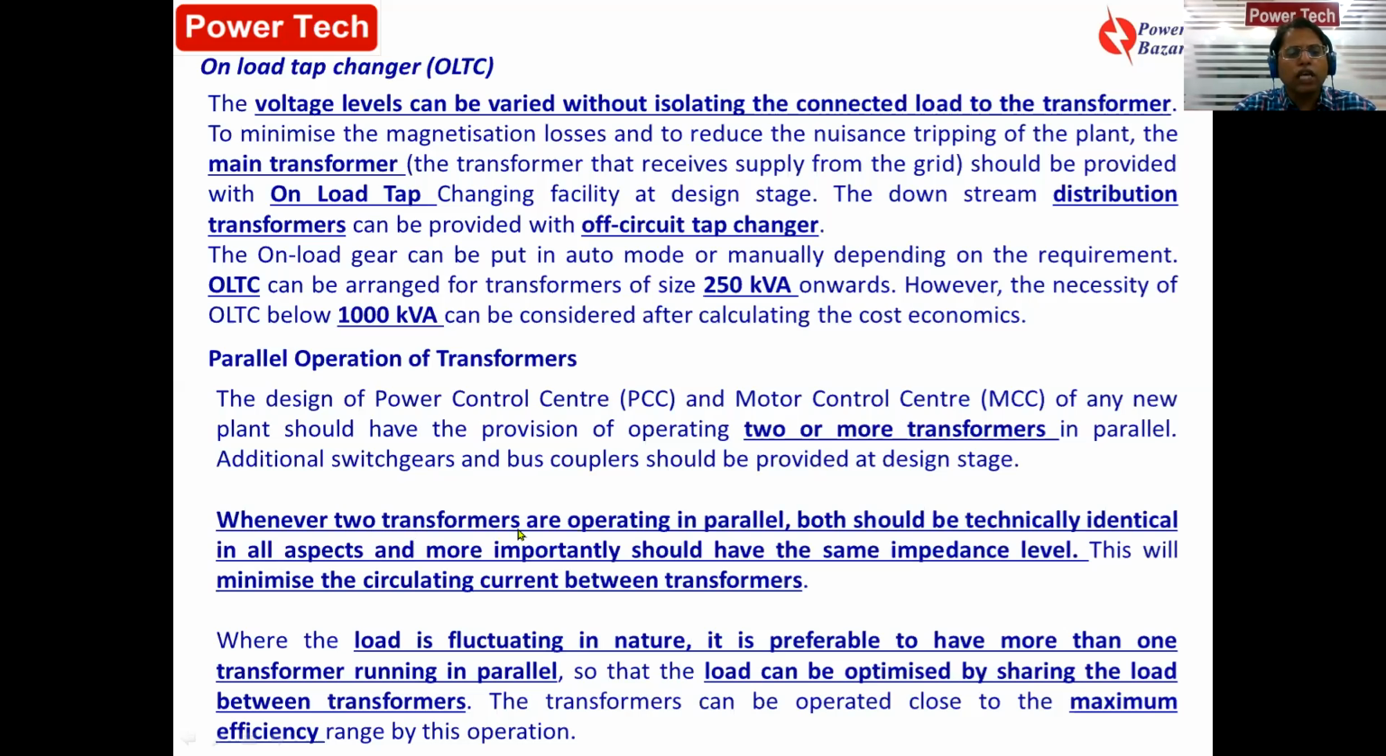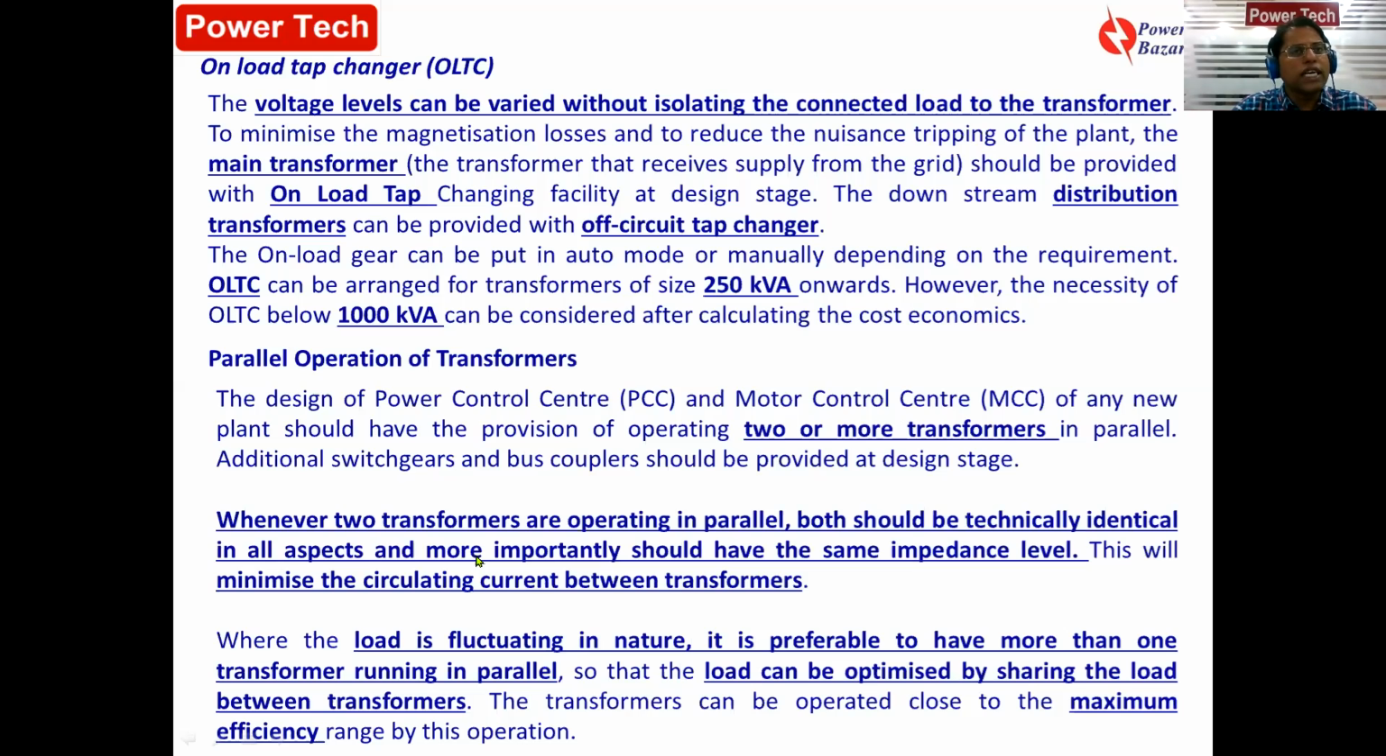So whenever two transformers are operating in parallel, both should be technically identical, in all aspects, and their impedance has to be the same. Otherwise, when you operate two transformers in parallel having two different voltages or impedances, the voltage will not match, due to which there will be different percentage drop. Then automatically there will be circulating current. If the voltage difference is very wide, then the circulating current will be very high and it will burn the transformers.